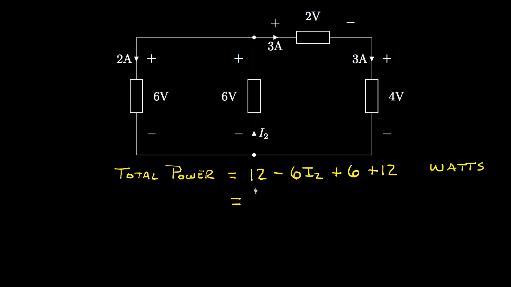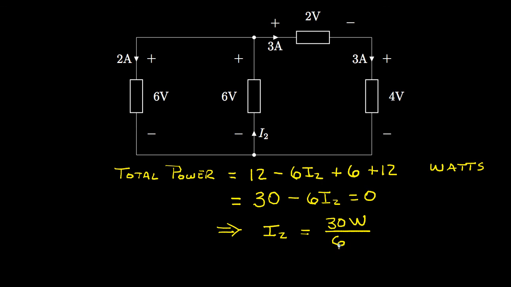So that tells us that this total sum would be 30 watts minus 6 I2, and that has to be equal to 0. So that tells us that I2 is equal to 30 watts over 6 volts, which is equal to 5 amps.